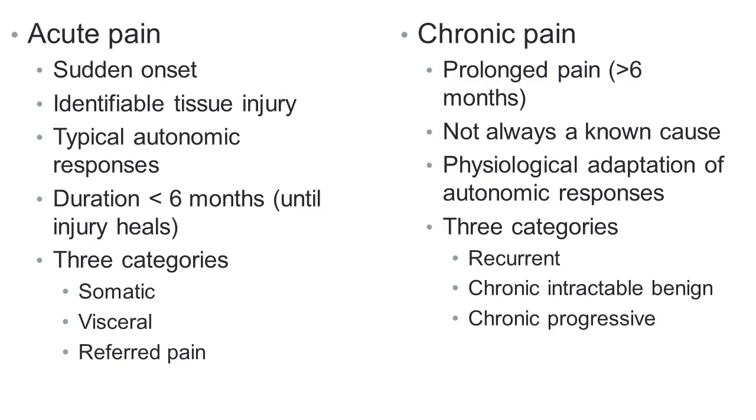The first type of category is recurrent, intense episodes of pain interspersed with periods of no pain. An example of that might be someone that suffers from migraine headaches. The next one is chronic intractable benign pain, chronic pain that is always present. Intensity may vary, and that may be somebody that has chronic back pain. In chronic progressive pain, it worsens over time. Somebody that has maybe rheumatoid arthritis, somebody that has cancer, the pain gets worse, especially if it would metastasize to the bone.